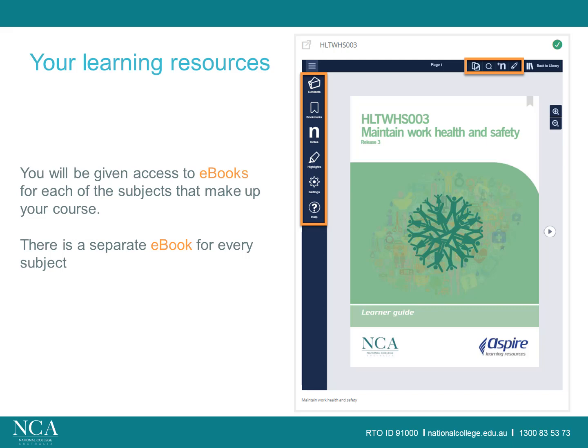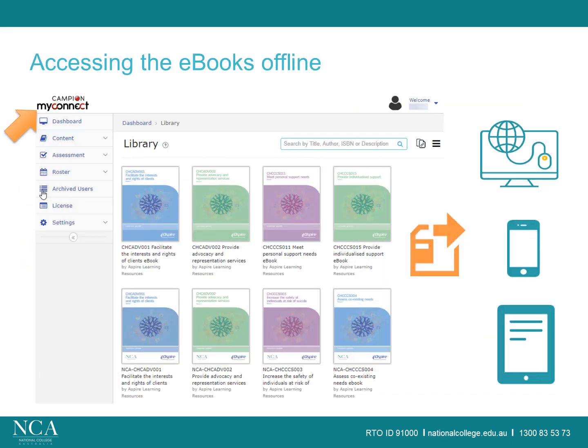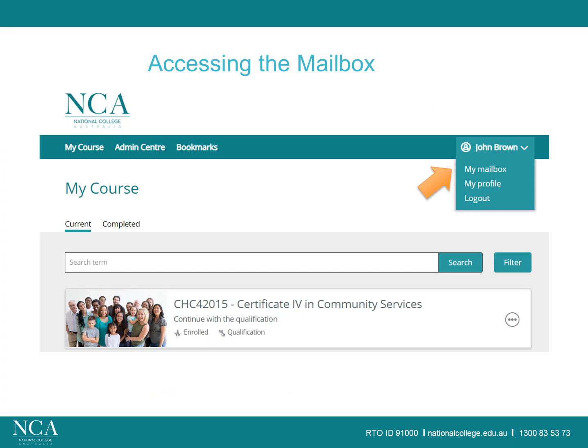As well as accessing the ebooks through NCA Point, you can also download a copy to your computer, phone or tablet. This will allow you to read the books offline. You will receive an email with your login details and a link to the Campion My Connect ebook dashboard. You can access your mailbox from here.